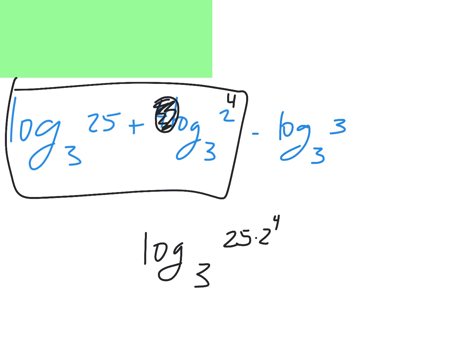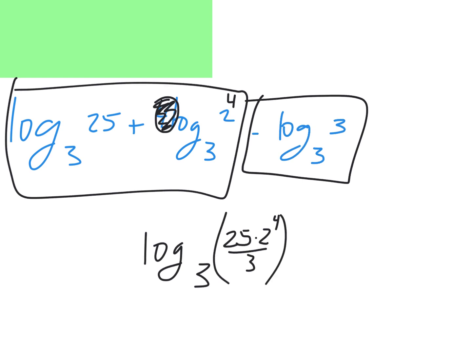But if you actually wanted to do it, you go 25 times 16. All right, good. And now I got to put it together with a minus log base 3 of 3. Minus means divided by 3. Raise your hand if you had that one right. Sweet. Okay, that was condensing.